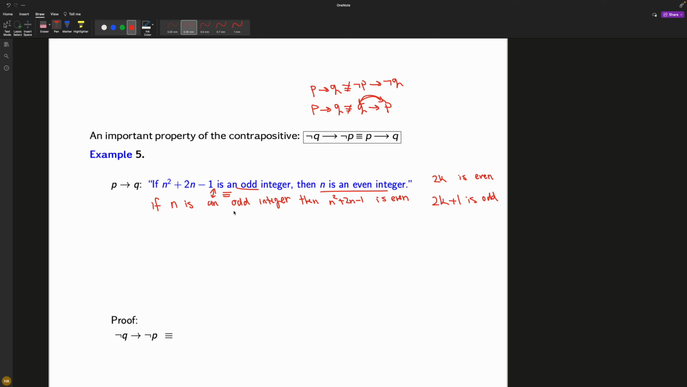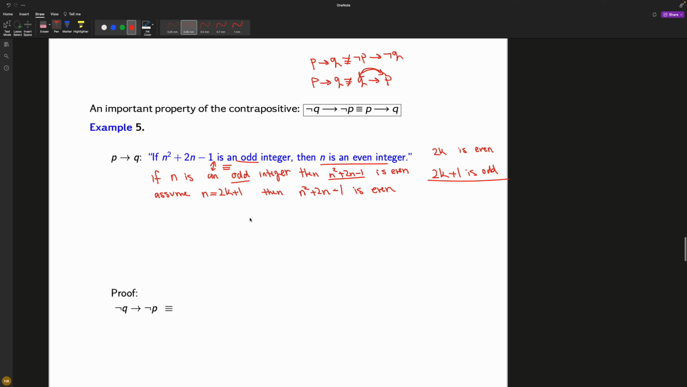Now let's prove this. Since I said n is odd, we're going to assume n equals 2k plus 1. Because remember, I said odd, so I'm going to make it odd. So let's assume this is odd. Then I want to show this is even. So then n squared plus 2n minus 1 is even. All right, it's simple enough.